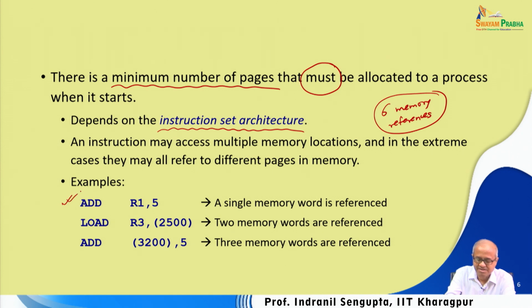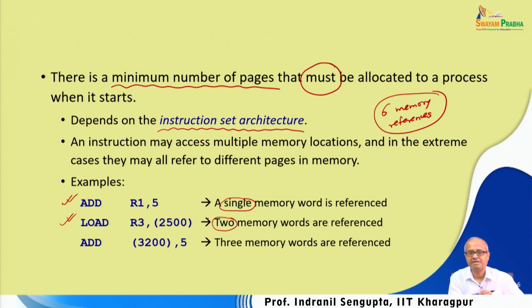Let us say we have an add instruction, add R1, 5, which means you are adding a constant value 5 to a register R1. Now, when this instruction is executed, first you will have to fetch the instruction from memory into the processor and then execute it. So, this will require one memory reference for fetching the instruction. So, single memory reference. Let us take another example, load R3, memory location 2500. So, here first the instruction will be fetched, then memory location 2500 will be accessed. So, we need 2 memory words referenced.